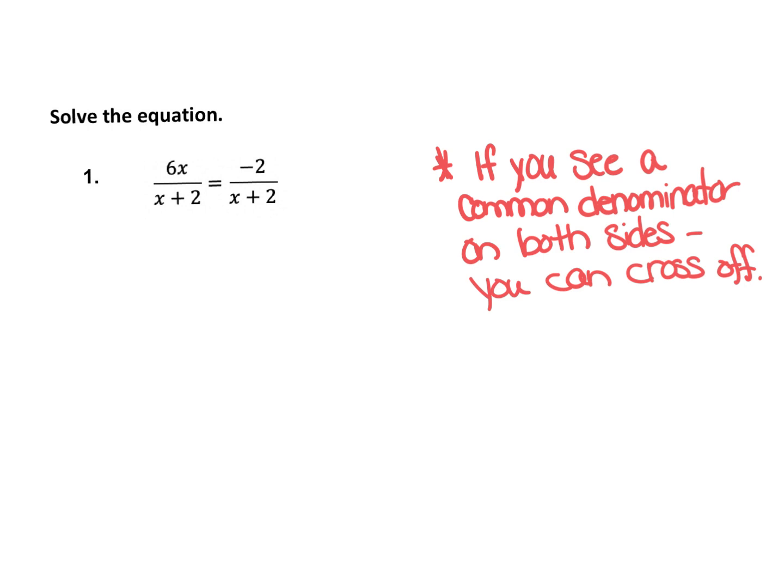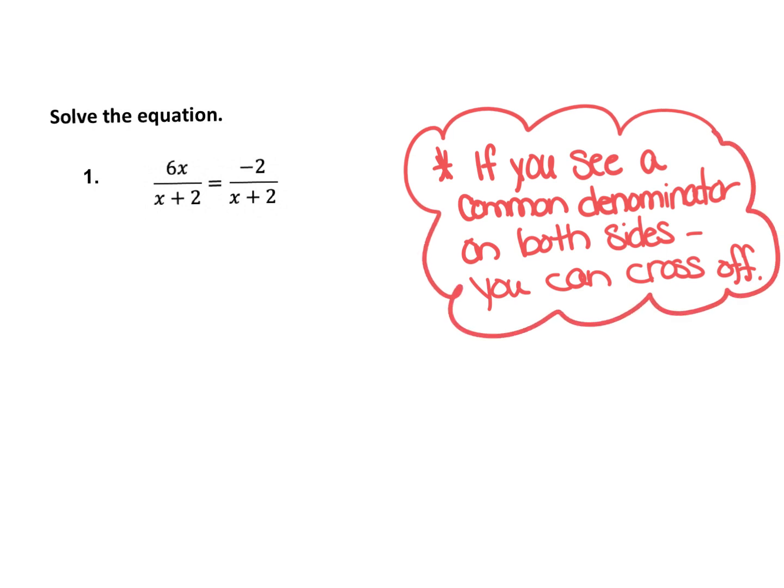In this lesson, we're going to be solving rational equations. Number 1, we're going to solve the equation 6x all over x plus 2 is equal to negative 2 all over x plus 2. Something that I want you to remember is that if you see a common denominator on both sides, we're going to cross it off. So before we get started here, let's find our excluded value.